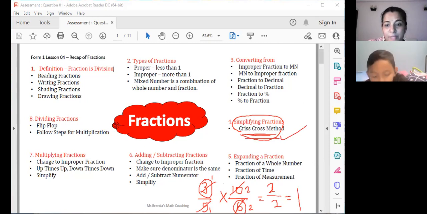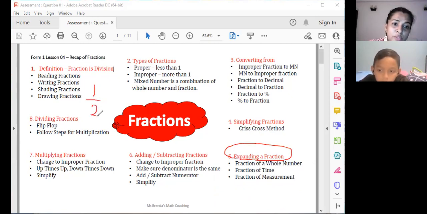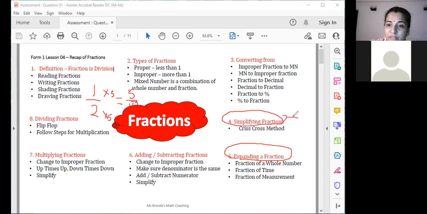Now, after that, you have to know how to expand the fraction. What is expand, darling? For example, 1 over 2. You times with 5, you times with 5, top and bottom, this will become 5 over 10. In other words, simplifying means you divide, expand means you multiply. Okay? Right. Moving on next.